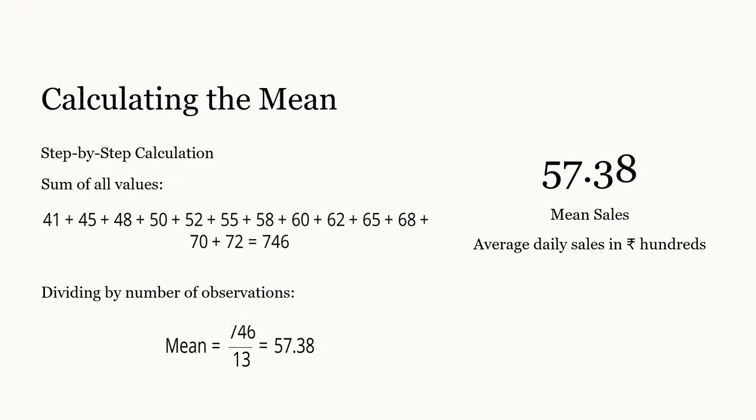So, to calculate the mean value, that is the average value, we require to add all the 13 values and get the total and divide it by 13, that is the total number of the data set. That will give us the mean value, that is the average value. And here in the given data set, when we add all the given values, the total comes to 746. Dividing it by 13, the mean value obtained is 57.38. So 57.38 is the average value or the mean sales value during the 13 promotional days in terms of rupees hundreds.